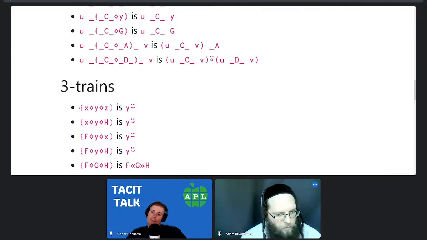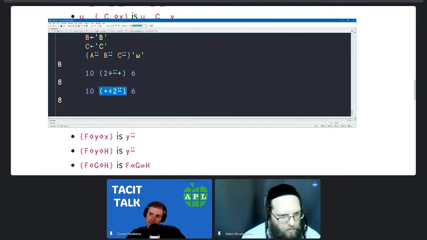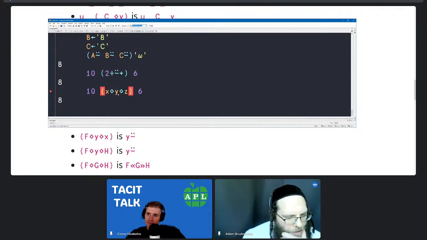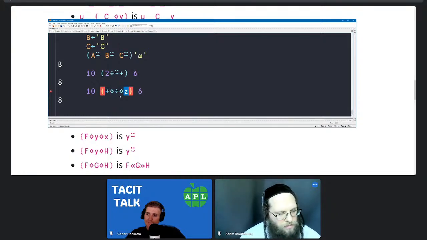In TinyAPL, we allow it everywhere. So we can, I don't know if this will work font wise. It will look funny. Maybe if I change the font, it will. Yeah, there we go. Here we allow anything in any position. We most certainly can write plus divided by 2. And we don't need that to make this array into a function because we can have arrays in any position of a train.